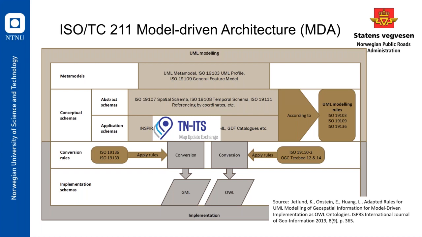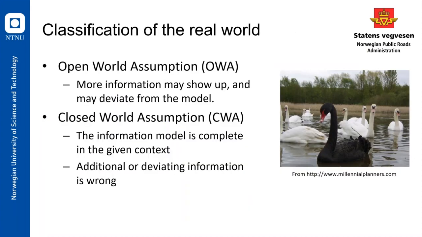Sorry. So talking a bit more about how we classify the real world. We can have two different ways of classifying the real world. One way is to have an open assumption, which means that there is always more information that may show up and that may deviate from the model. There is a reason why I have this figure of these black and white swans, because for many years people believed, at least in Europe, that there were only white swans, and a black swan would then break a model based on that assumption.